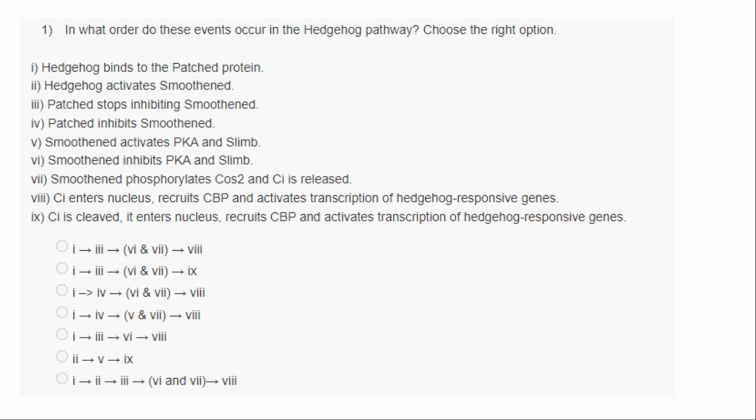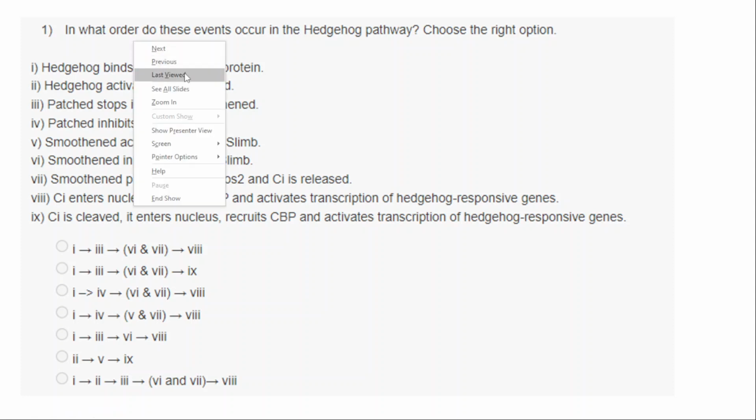So out of all these statements, we have to find out which are the correct statements, and we also have to see what is the correct order of events happening in the hedgehog pathway. And there are many options below the question.